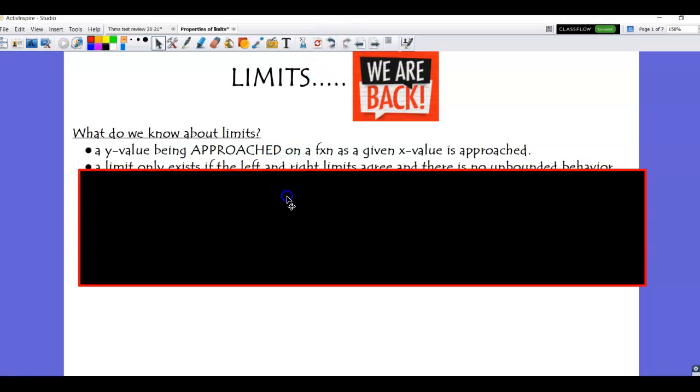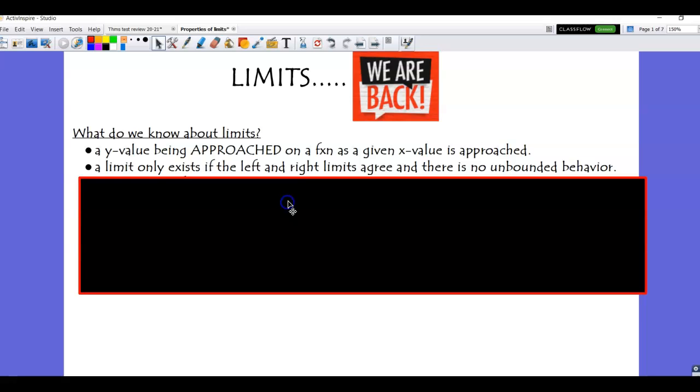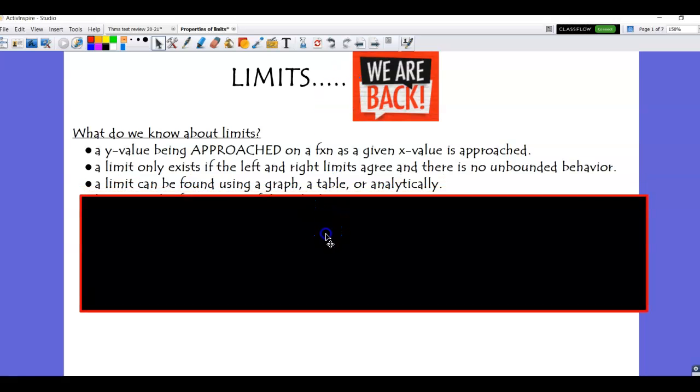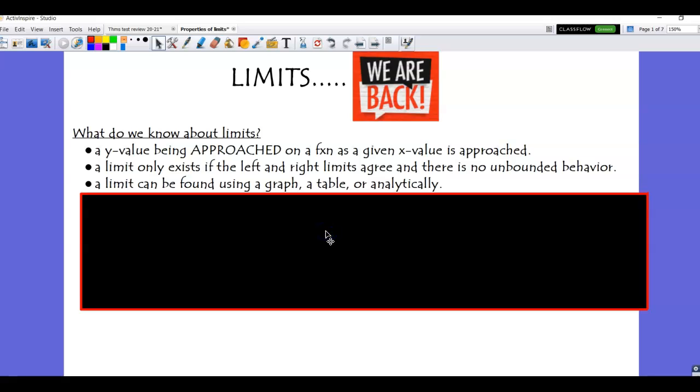Second thing we know to be true about limits is a limit only exists if the left and right limits agree. And there can be no unbounded behaviors. So vertical asymptote or graph going off to infinity or negative infinity, limit would not exist. A third thing we know about limits. How do you find limits?